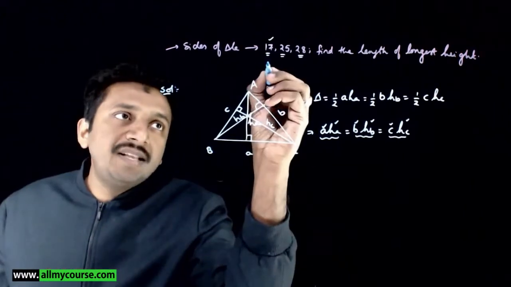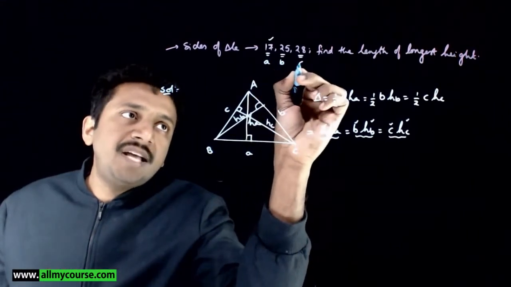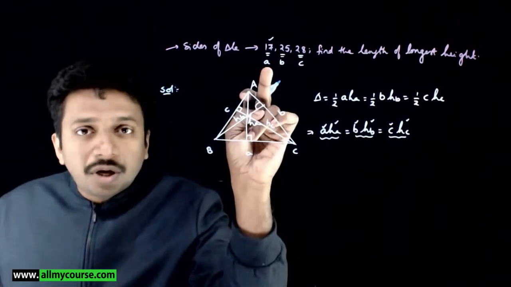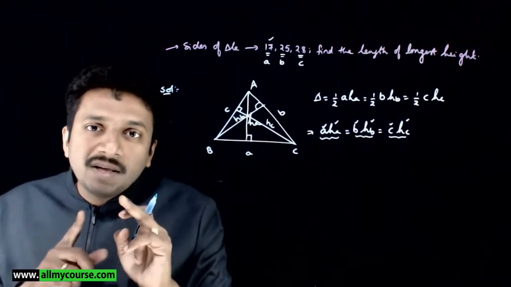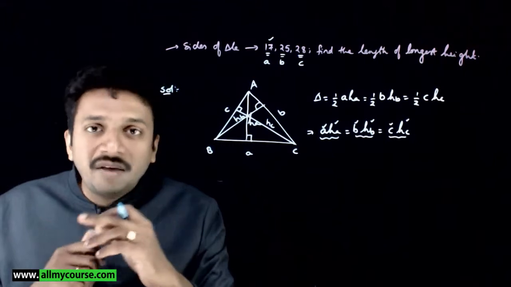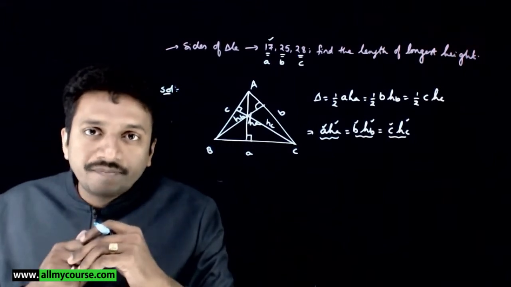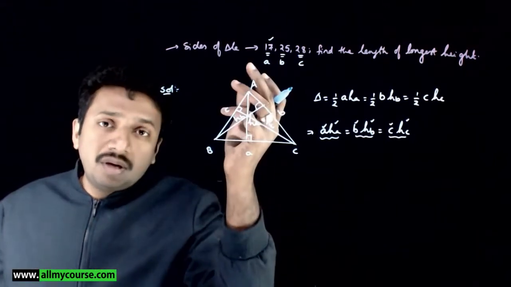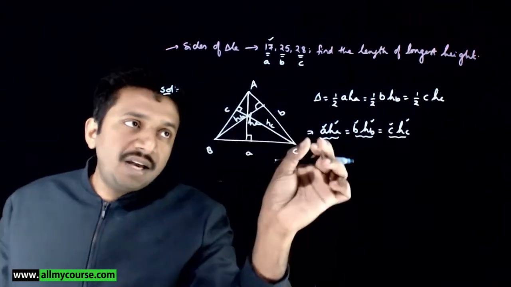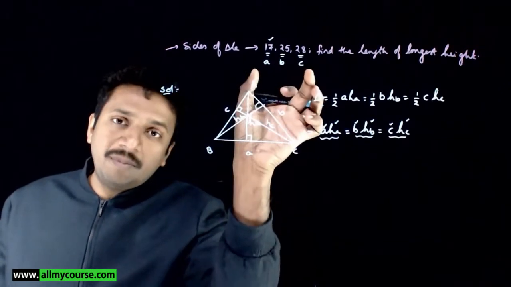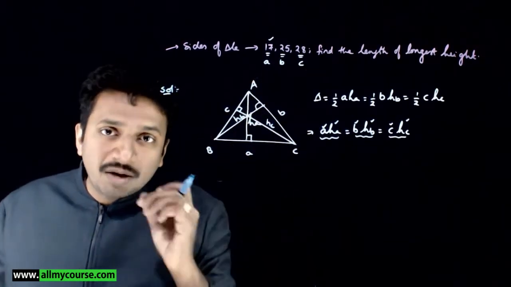So that means if I take this as a, this as b, and this as c, a is the shortest side. So I need to find the height corresponding to a, which will be the longest. So how do I get it? First, I'll get the area of the triangle by a different formula. Because I know all the sides, I can use Heron's formula.